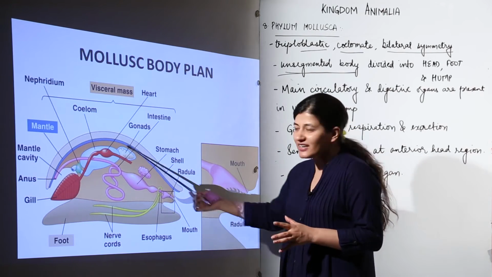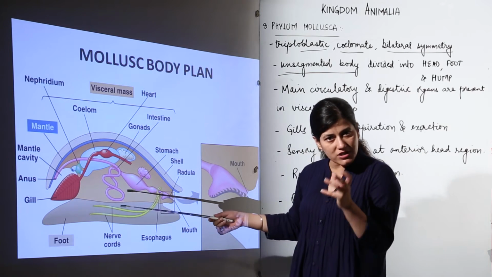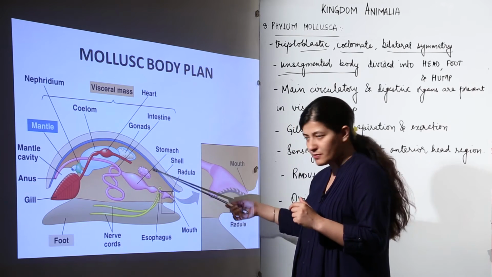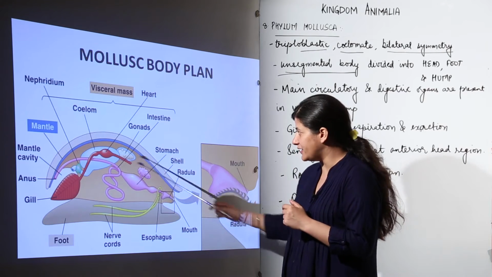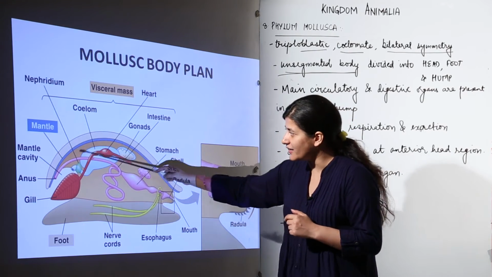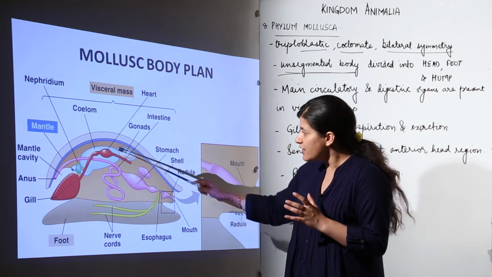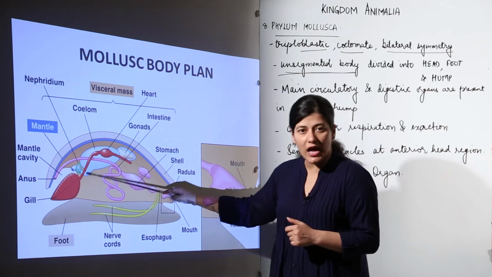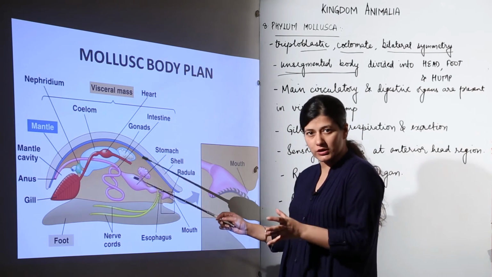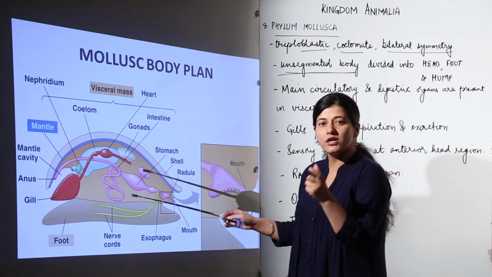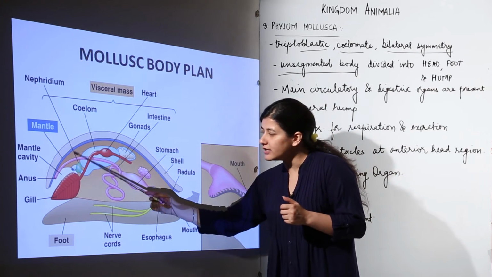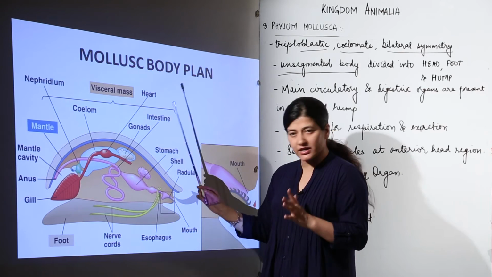Over here you have to pay attention that this visceral hump has a shell, that is, a calcareous shell could be present, that covers the skin. Skin is moist and soft. The skin that covers the visceral mass is known as mantle. As you can see over here, this is the mantle that covers the skin before that calcareous shell, and this particular part is the visceral hump which houses the visceral organs. Now, what are the visceral organs? The organ systems that involve the digestive system as well as the respiratory and circulatory system.